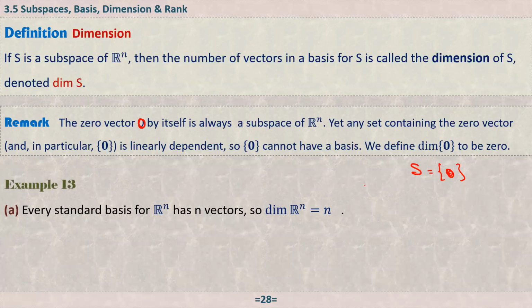Now another example: every standard basis for Rn has n vectors. So the dimension of Rn equals n. Why? Because if you pick the standard basis, what are these bases? Those are E1, E2, up to E sub n. Even if you form other bases, we know they will have n vectors. Since the standard basis has n vectors, the dimension of n-dimensional space is n. So to span this n-dimensional space, we need n linearly independent vectors.